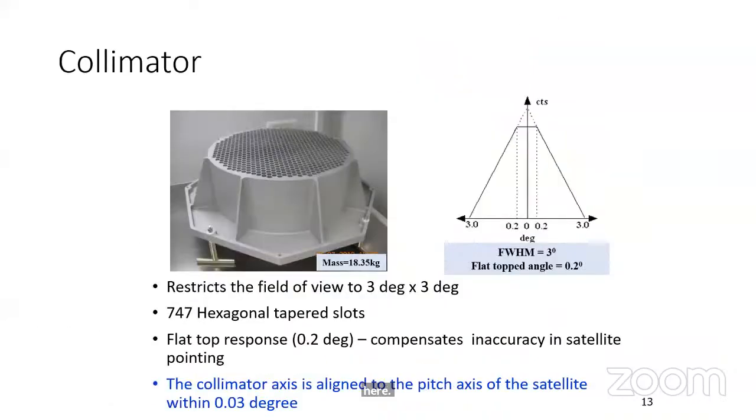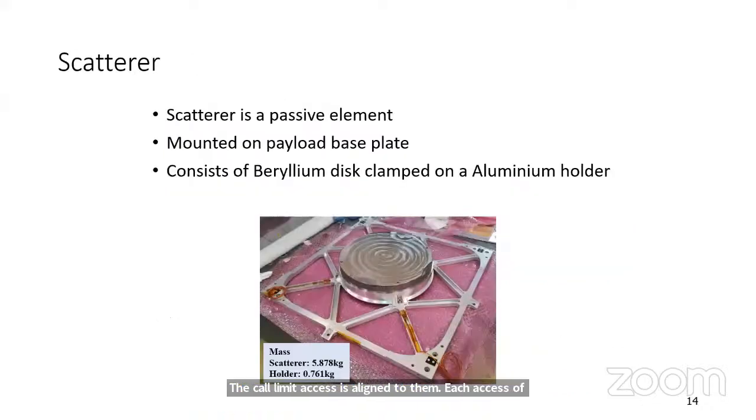This is the collimator which I showed you in the previous diagram. This is a passive element that restricts the field of view to 3 degrees by 3 degrees, and then there are 747 hexagonal tapered slots that are made, and the flat top response is 0.2 degrees. That compensates inaccuracy in satellite pointing. The collimator axis is aligned to the pitch axis of the satellite within 0.03 degrees.